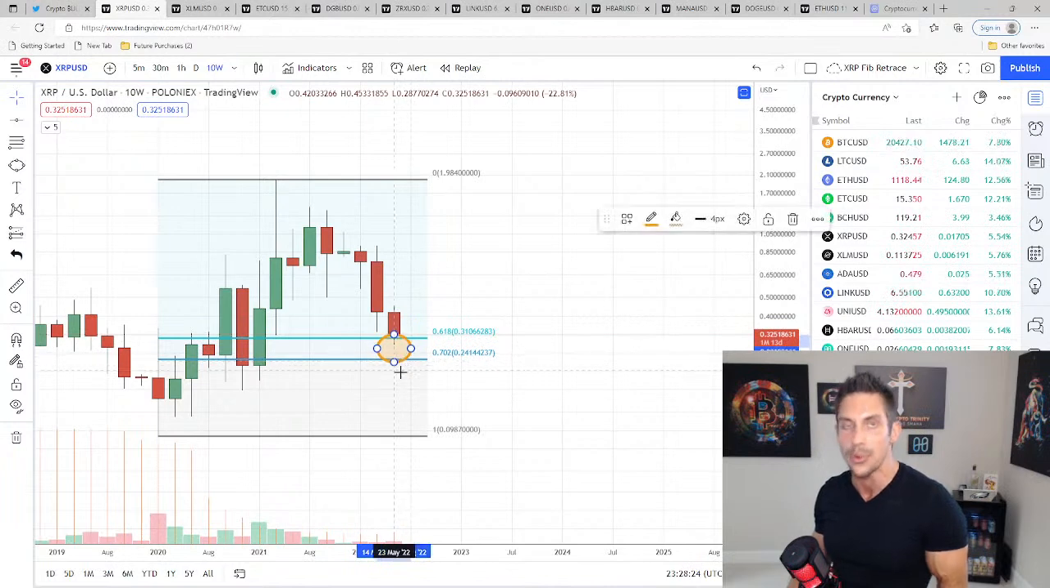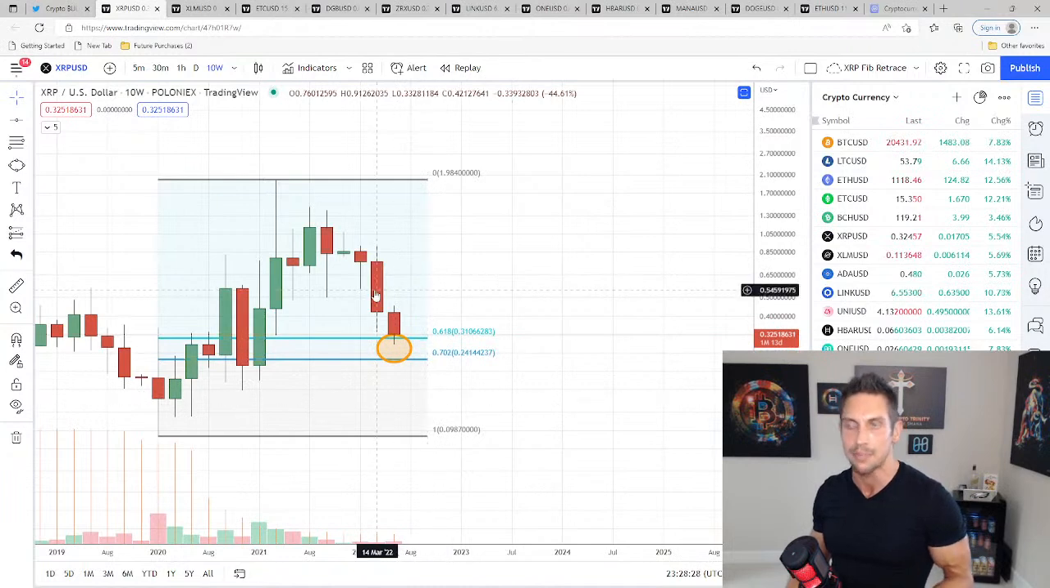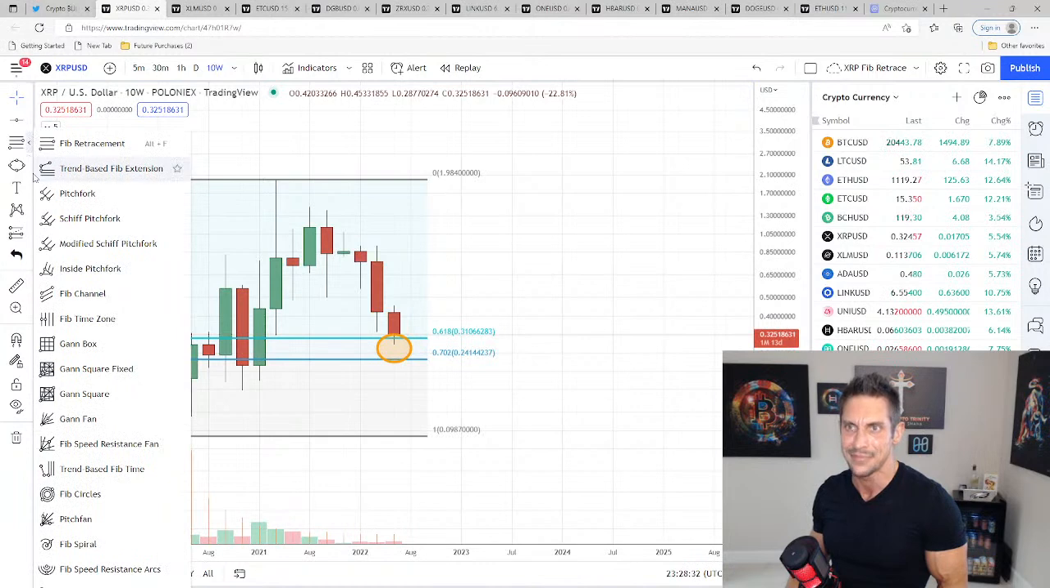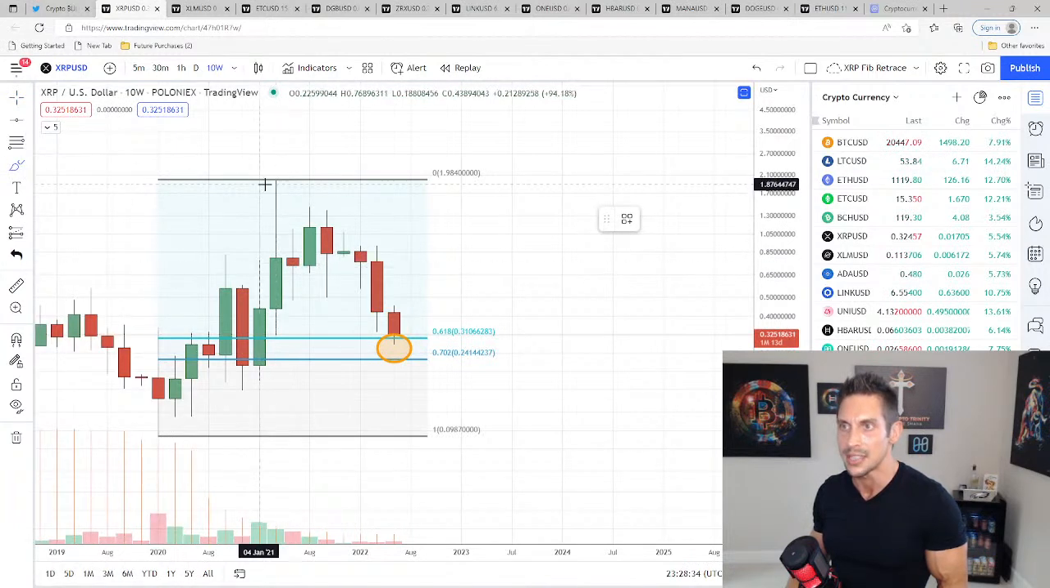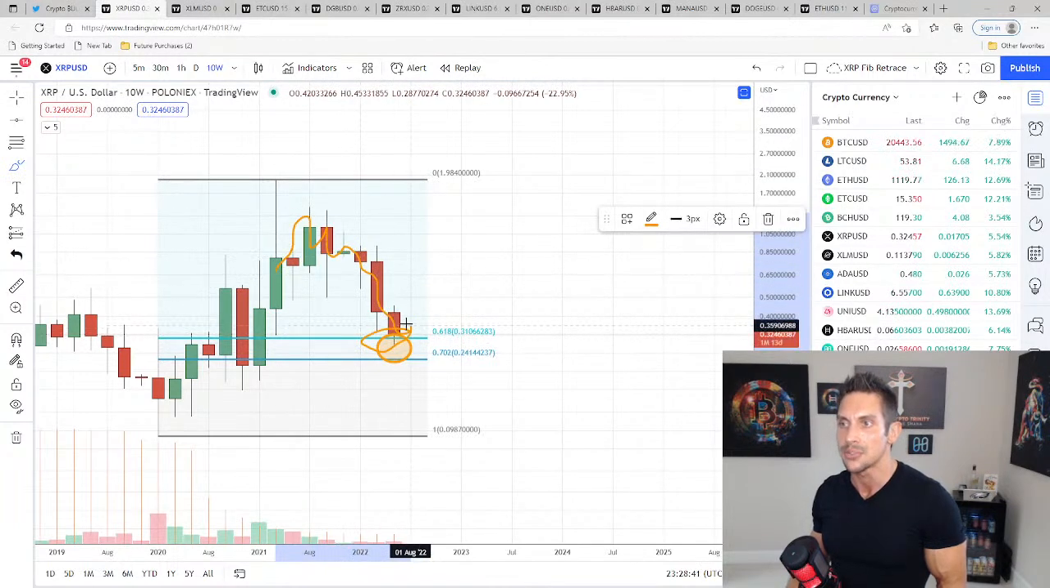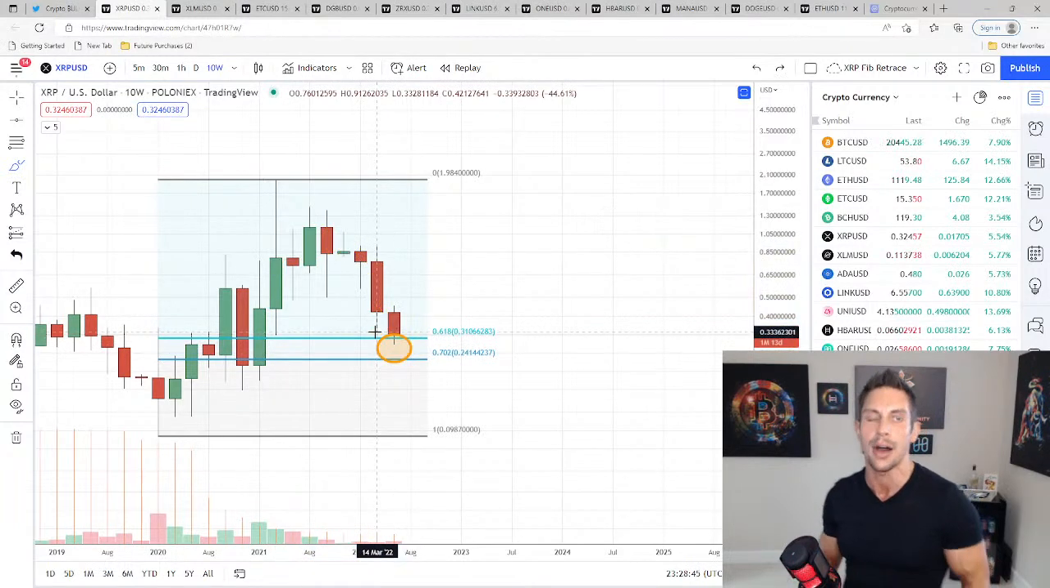Right in here, in this 0.618 to 0.702. So what we can see for XRP, despite all the price action, is that it's essentially been doing this. Since we hit our top here at essentially $2, it's retraced right in the golden pocket of what we would expect. That's what it's called, the golden pocket, the 0.618, okay?